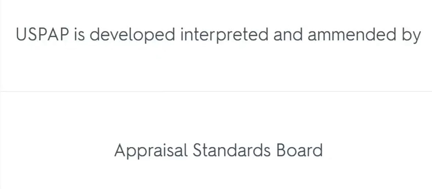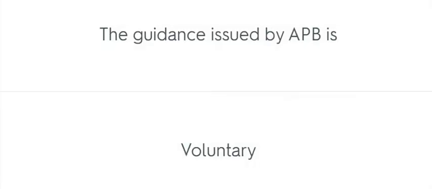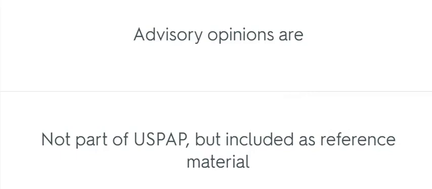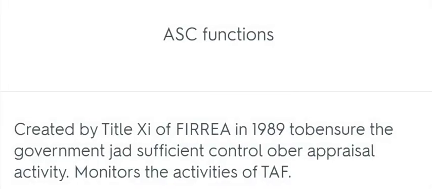USPAP is developed, interpreted, and amended by the Appraisal Standards Board. The guidance issued by APB is voluntary. Advisory opinions are not part of USPAP but are included as reference material. ASC functions: created by Title XI of FIRREA in 1989 to ensure the government has sufficient control over appraisal activity, monitors the activities of TAF.